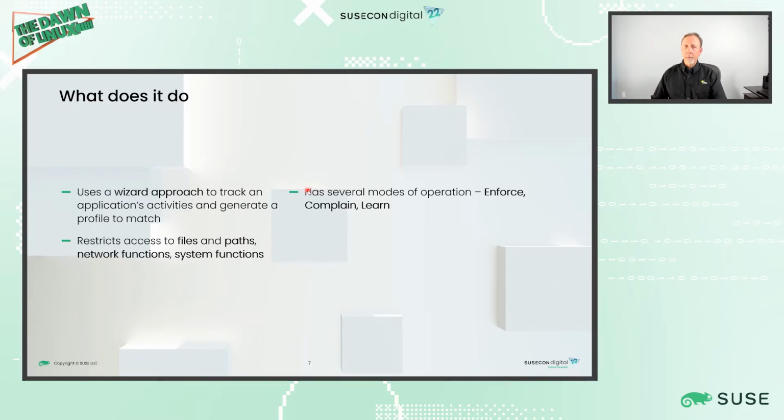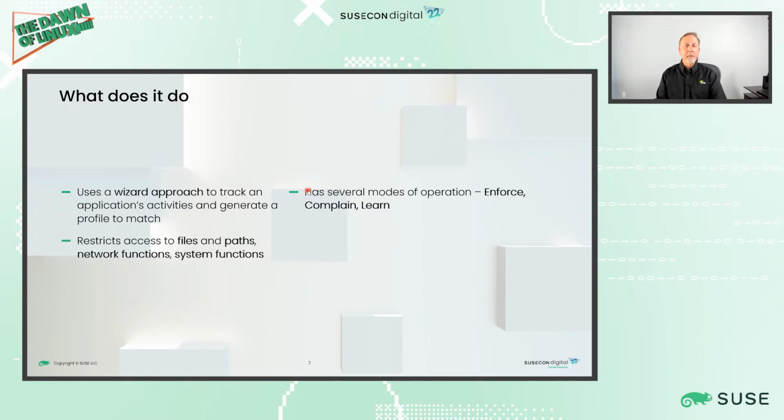One is called enforce mode. Once I profile an application, I can then say enforce that profile so that I get a real-time zero trust environment for an application. I can also run AppArmor in complain mode, where I'm not enforcing anything. I'm just logging and recording all the things that the application is doing.